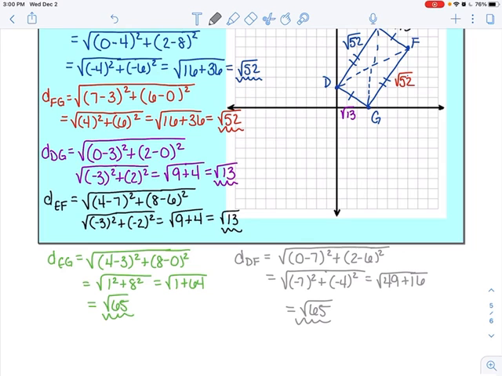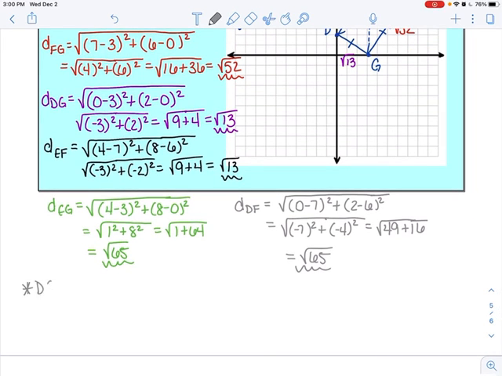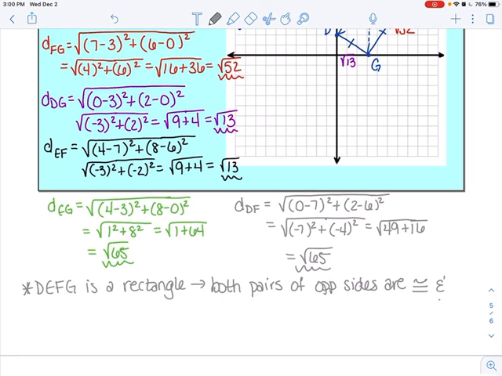So I'm just going to state that before we go on to the last problem. So D, E, F, G is a rectangle. Again, that's because both pairs of opposite sides are congruent and the diagonals are congruent. Again, if the diagonals weren't congruent, then that would have made it a parallelogram.